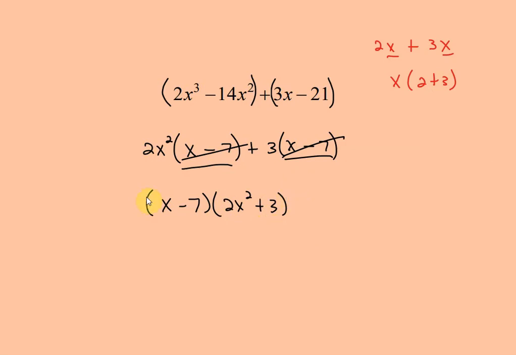If you want to check your answer to make sure that you got it right, you could multiply these two binomials back together by foiling, and you would end up with what you started with. Now, this answer that I have here, these two binomials, could be written like this instead, 2x squared plus 3 times the x minus 7. So it doesn't matter what order your binomials are in. These two answers are equivalent.